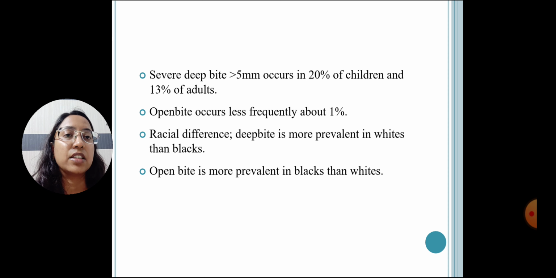Severe deep bite of greater than 5 occurred in 20% of children and 13% of adults. Open bite occurred less frequently, in about 1%. Deep bite was more prevalent in whites than in blacks, whereas open bite was more prevalent in blacks than in whites.